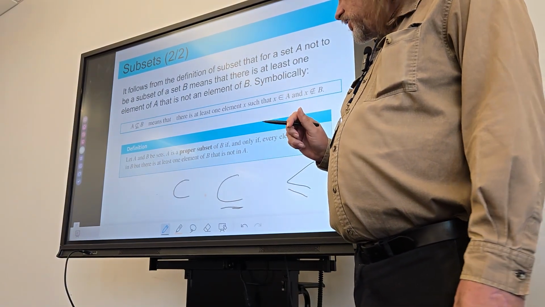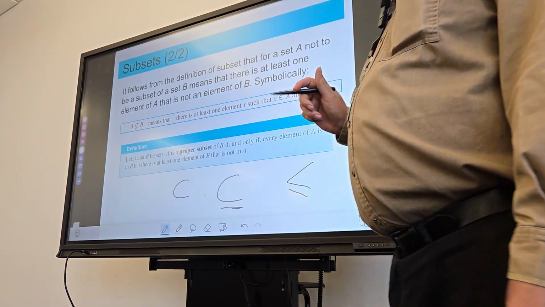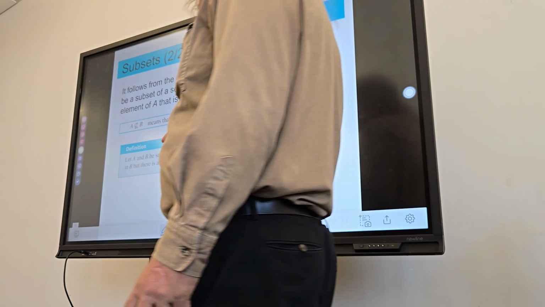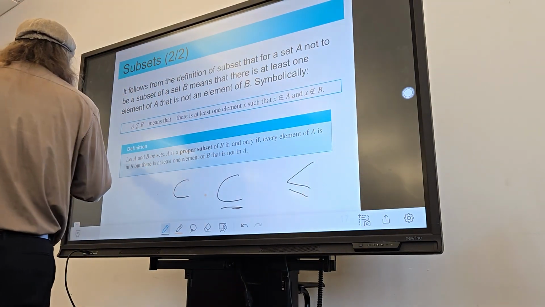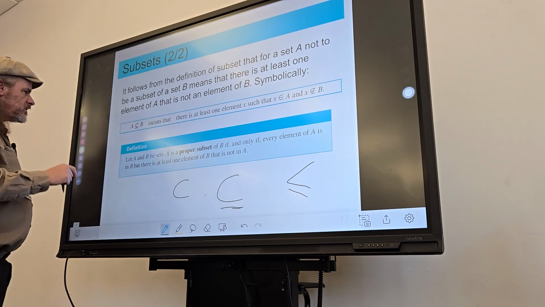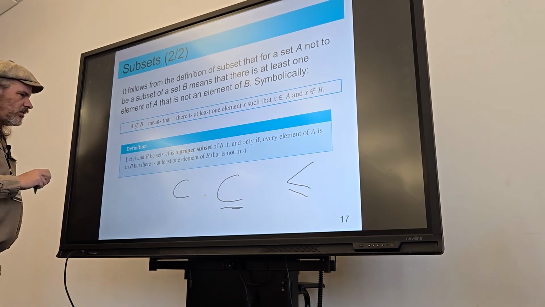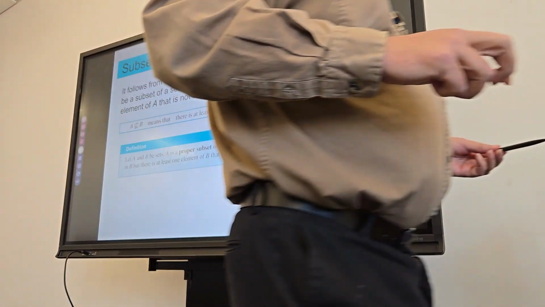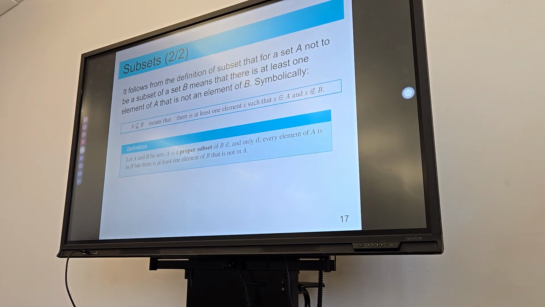So that's the slight difference in symbols there. They don't mention this symbol in the book that I'm aware of, at least not that I've seen yet. But a proper subset of B cannot be equal to B.